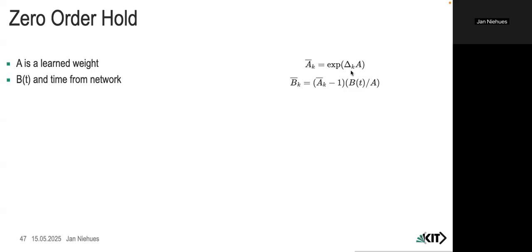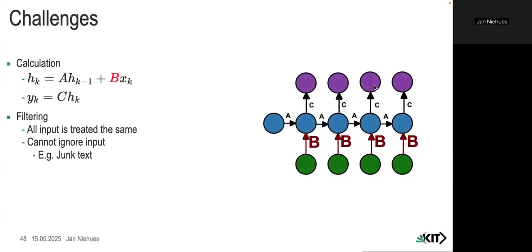So A_k is just the exponential of our sampling time delta_k times A. And B_k is (A_k minus 1) times B(t) divided by A. How does it now influence things? The interesting thing is especially the sampling, and there we'll see that the sampling length is controlling this type of filtering again, in a quite intuitive way.